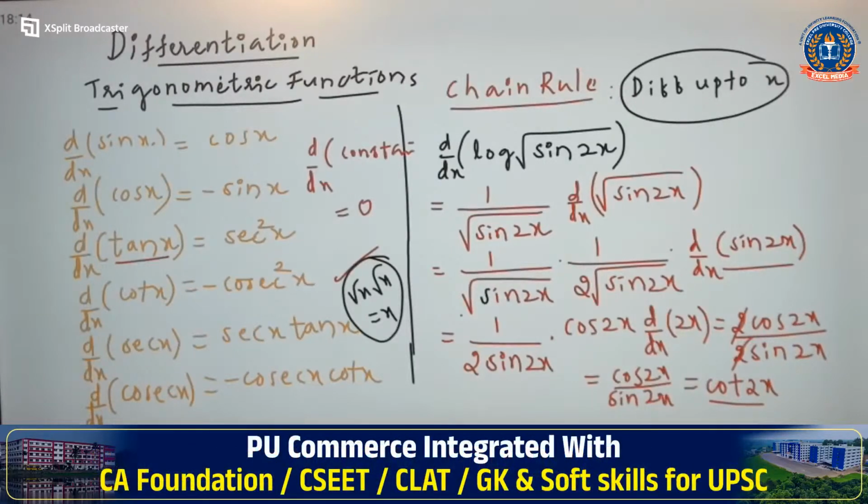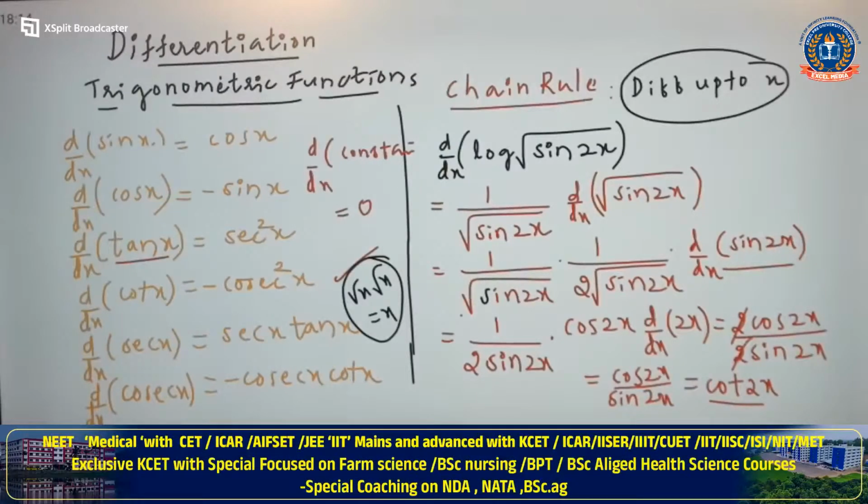Write that. Observe it. What are the steps we have done and how the answer has come. And this is what we call the chain rule.